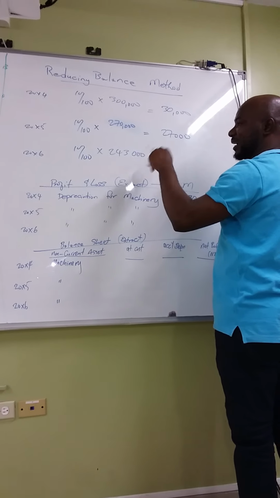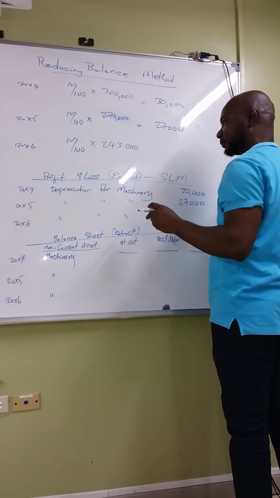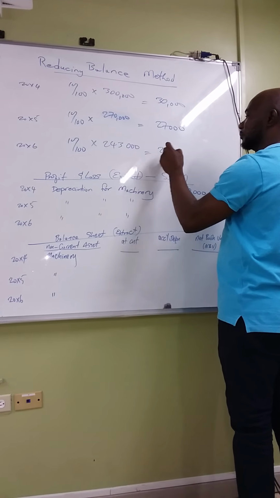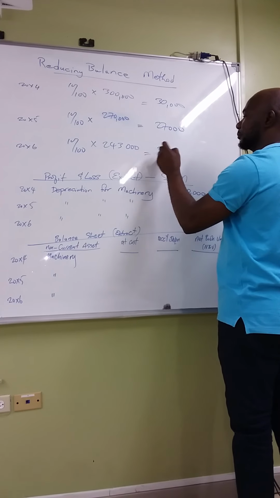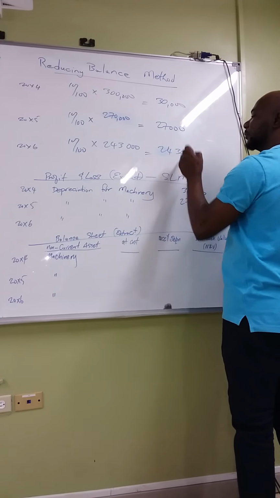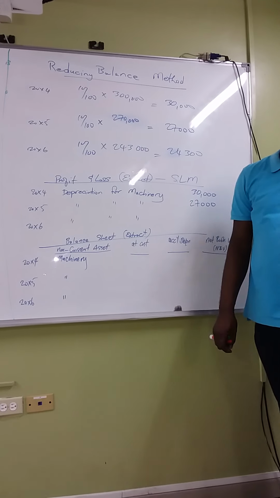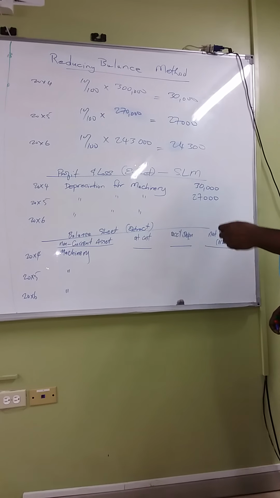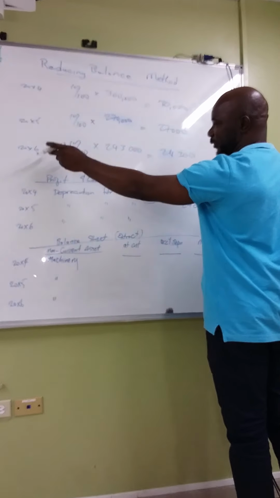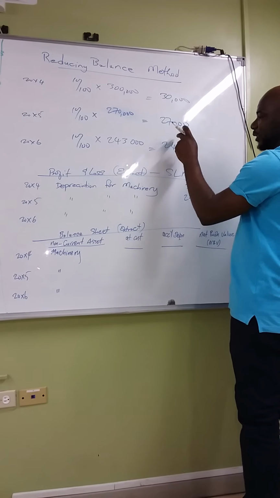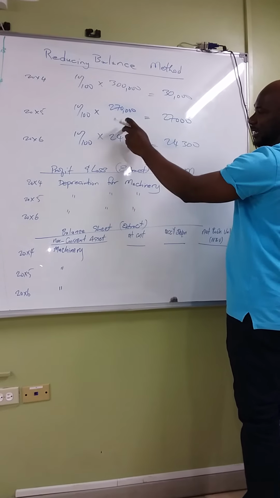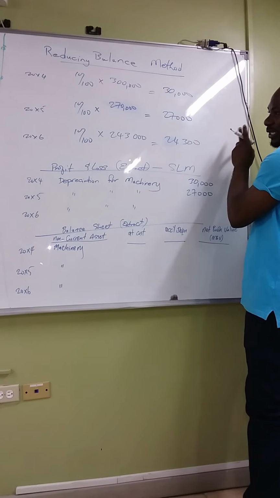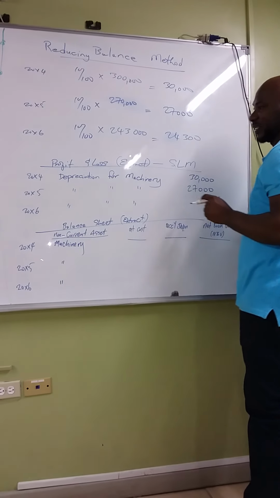And again, remember that the reducing balance method is calculated on the net book value of the asset at the start of the year. So 10% of the 243,000 gives you what? 24,300. Now again, if you want to know the net book value for the end of the year 2006, if you were asked, of course you'd minus this 24,300 from what it valued at the start to give you the net book value at the end of 2006, thus equaling the net book value for the start of 2007.